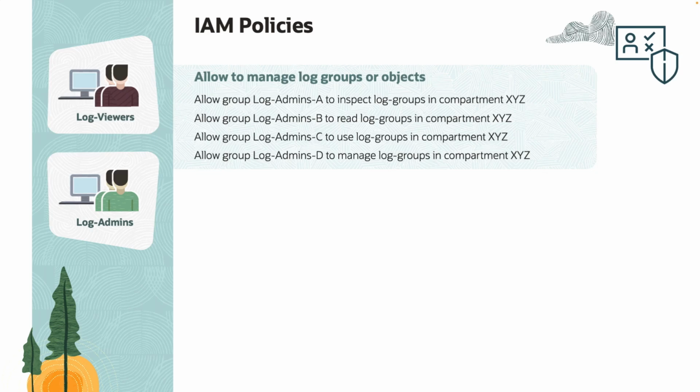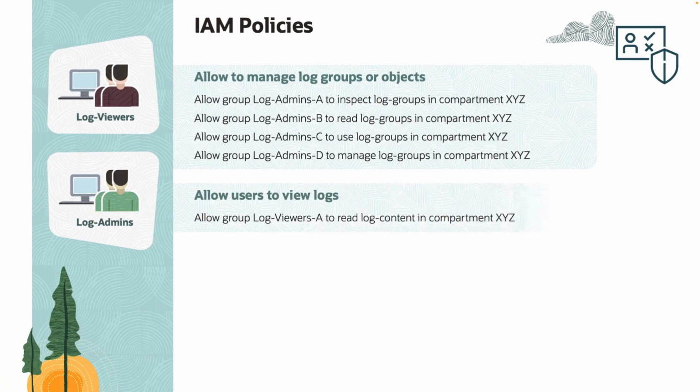The third level of access is the use level. Allow group log admin C to use log groups in compartment XYZ. And this would allow the group to update the log groups or logs within that log group. The highest level permission is with the verb manage. So the policy here: allow group log admins D to manage log groups in compartment XYZ. And here the user group log admins D would have all the permissions as compared to other log admins groups. With the manage permission, the users can create, update, or delete log groups and logs that are part of the compartment.